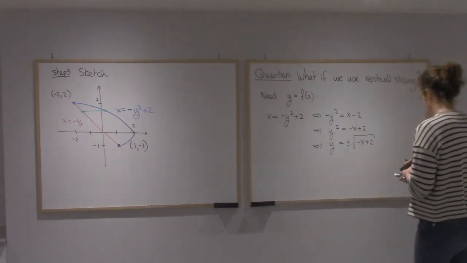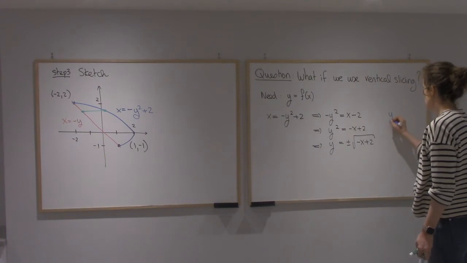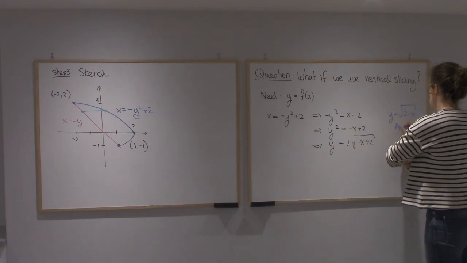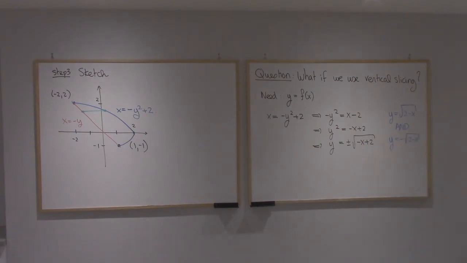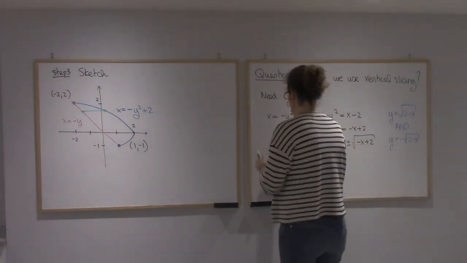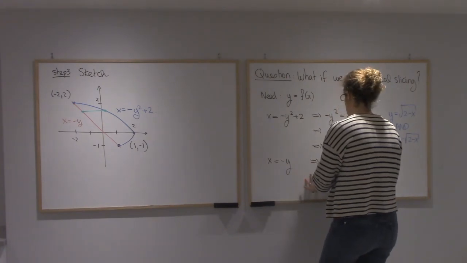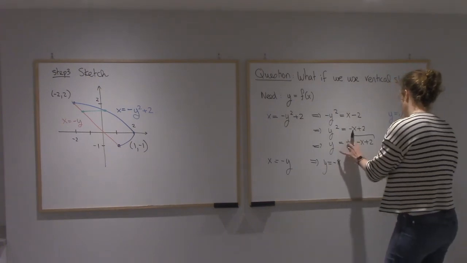I have y equals the square root of 2 minus x, and y equals minus the square root of 2 minus x. For the second curve, it's going to be easier. y is just minus x. So in this case, I do get a single curve. I get y equals minus x.